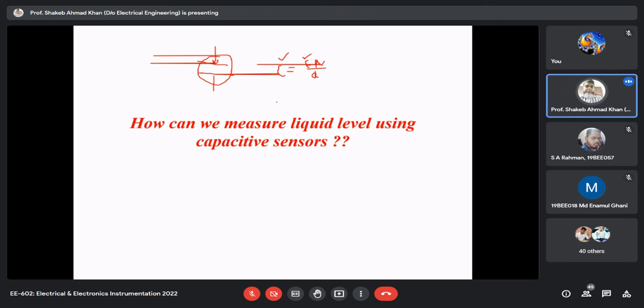With this background, I'm asking, how can you imagine this capacitive sensor being used for the measurement of liquid level? I want a response from your side. You try to imagine, you try to find out, apply yourself. By the time I'm taking your attendance, you respond to your roll call.